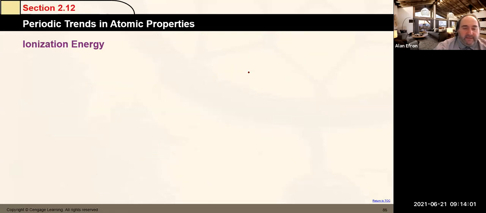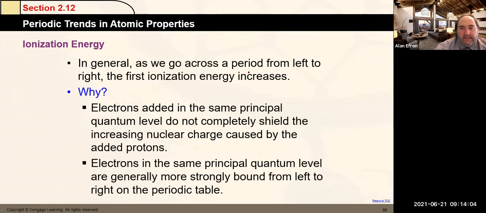So that is a very typical trend that we see when we talk about ionization energy. It increases as we go to the right, and it decreases as we go left and down. In general, as we go across the period from left to right, the first ionization energy increases. And there are a couple of reasons why, basically the buildup of electrons.